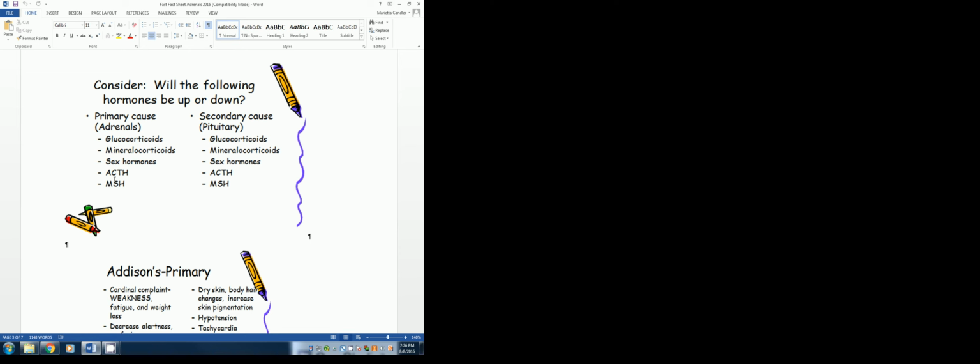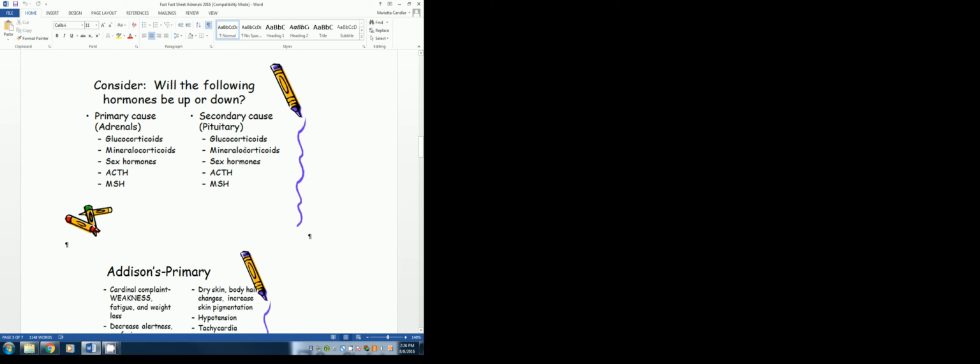Alright, so let's go to both of these. The glucocorticoids. It doesn't matter if it's primary or secondary. Think back to what we talked about earlier. They're going to be what? Decreased. This is cortisol. Because why? There is no backup system regardless if it's a primary cause, something's wrong with the adrenals, or a secondary cause, something's wrong with the pituitary. So decreased, decreased.